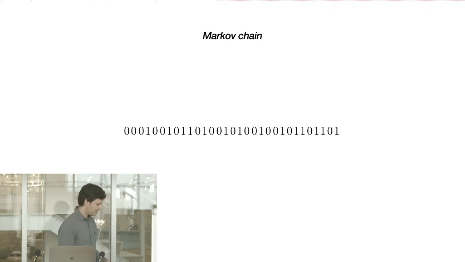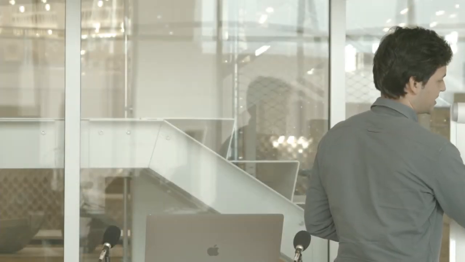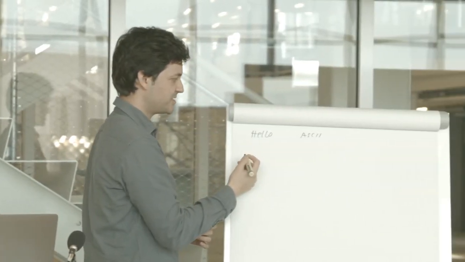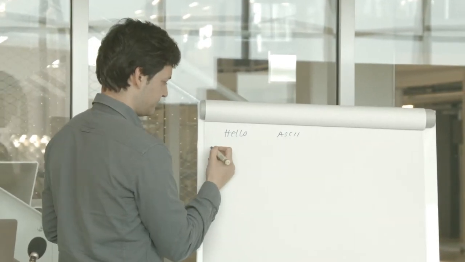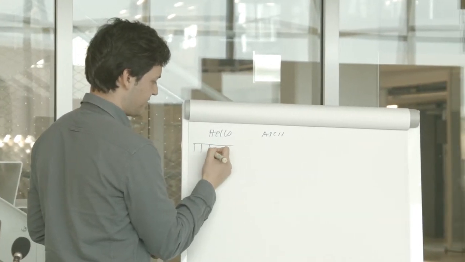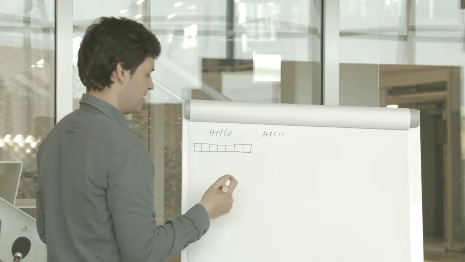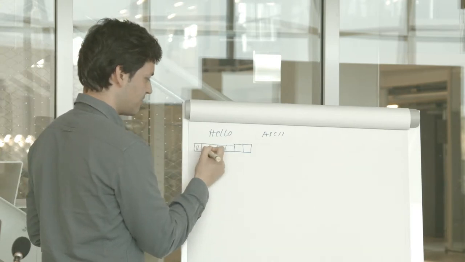So you have a name. And then you have something called ASCII encoding, which means that when you transfer this to binary, you take seven, you have a container of seven bits. These are called bits. And each of them can host either 0 or 1.